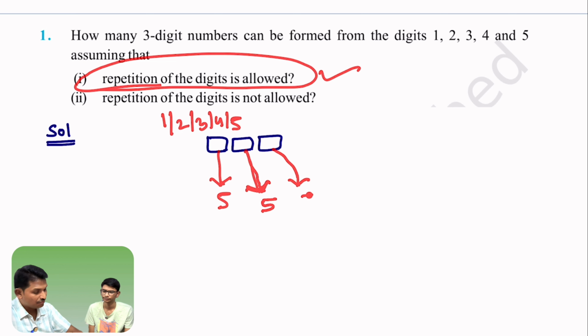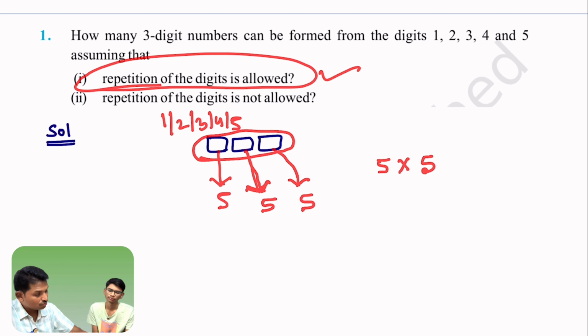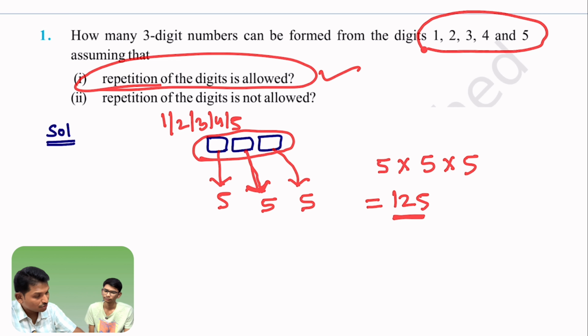5 ways. So by fundamental principle of multiplication, the total work, actually you need to form a 3-digit number, right? The total work can be done in how many ways? If we take the first work as 5 into 5 into 5, equal to what? 125. So how many 3-digit numbers you can form using these digits when repetition is allowed? 125. This problem is over.